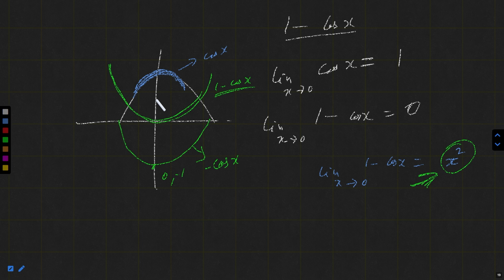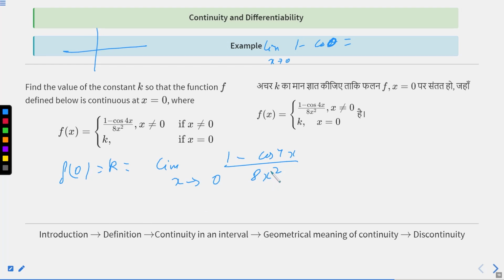As you can see, this means this will happen. 1 minus cos x will behave like x square. So as you move further, you are having this thing. This means limit, or in other words, you also know that one thing is very clear.